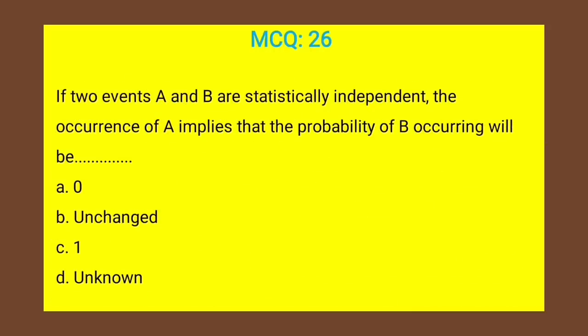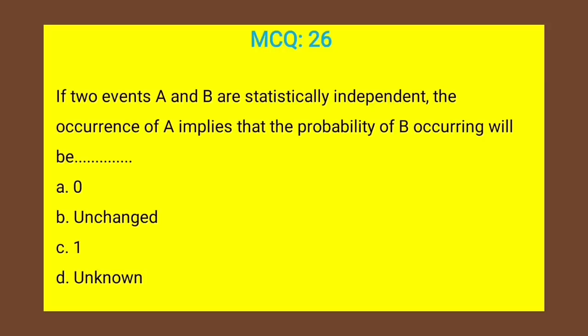Then 26. If two events A and B are statistically independent, the occurrence of A implies that the probability of B occurring will be... We said that statistically independent events, I've made a video on them. The links are in the description section of this video. We said two events are statistically independent if the occurrence of one has no influence on the occurrence of the other. Meaning that if A occurs, it won't affect the chance of B occurring.